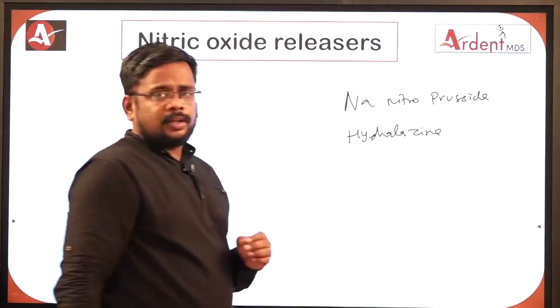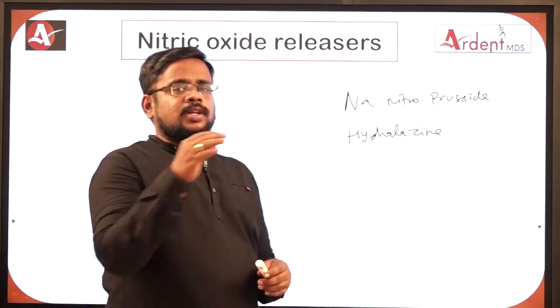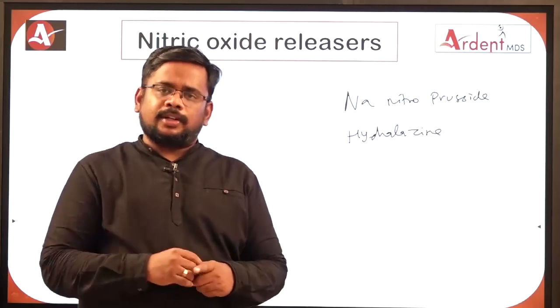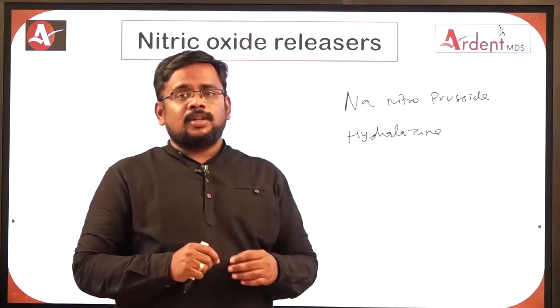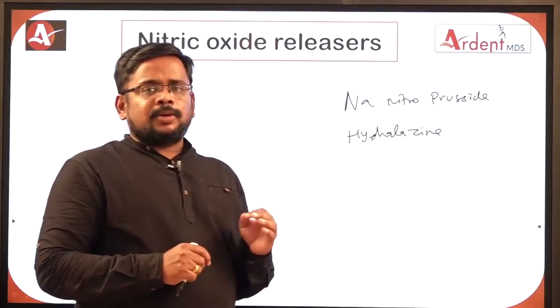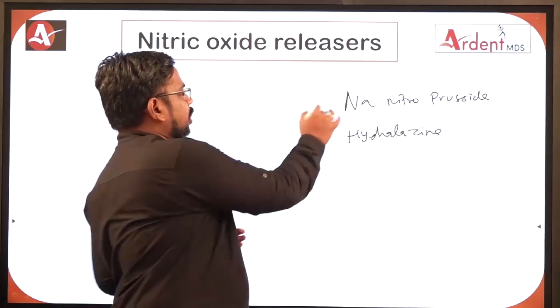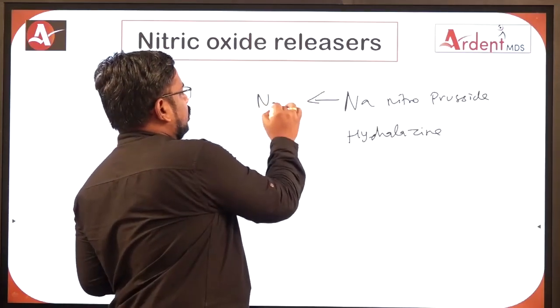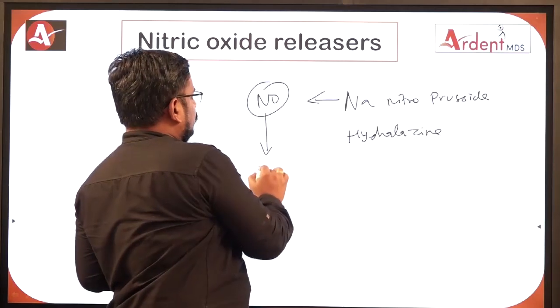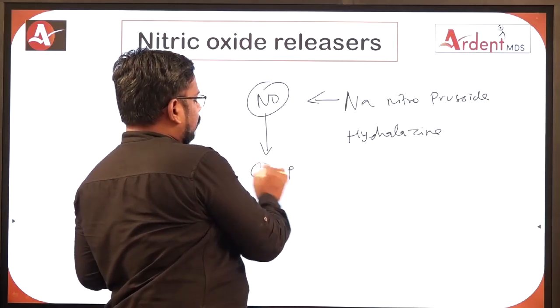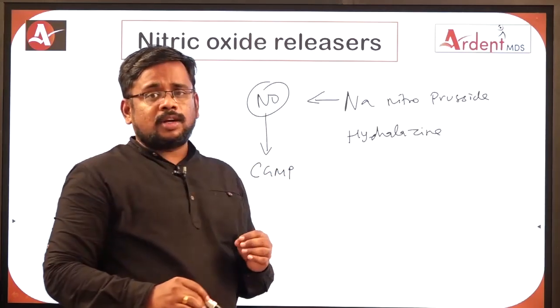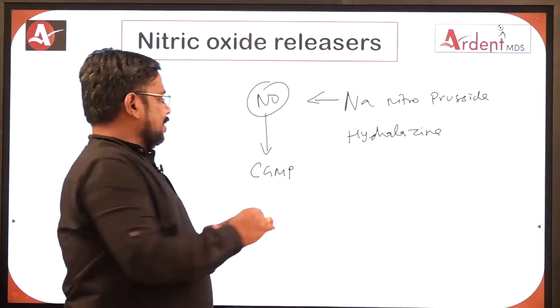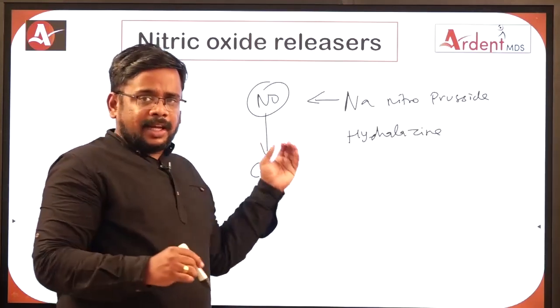So then you may get a question like which potassium channel opener also releases nitric oxide? Answer is hydralazine. So coming to the sodium nitroprusside, which releases nitric oxide, which in turn releases cyclic GMP by stimulating an enzyme called guanylyl cyclase. So it is an indirect mechanism.